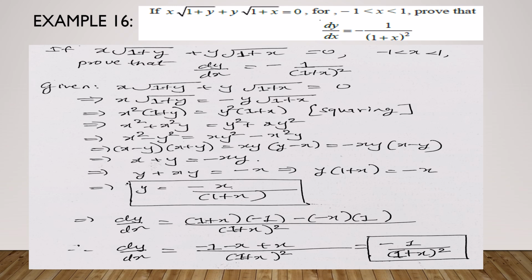Numerator you will have over here u dash into v minus v dash into u upon v square. So 1 plus x into derivative of minus x, which is minus 1, minus x as it is into derivative of 1 plus x, which is 0 plus 1 or 1. And below you will have 1 plus x whole square. On simplification you will get dy by dx as minus 1 upon 1 plus x whole square.